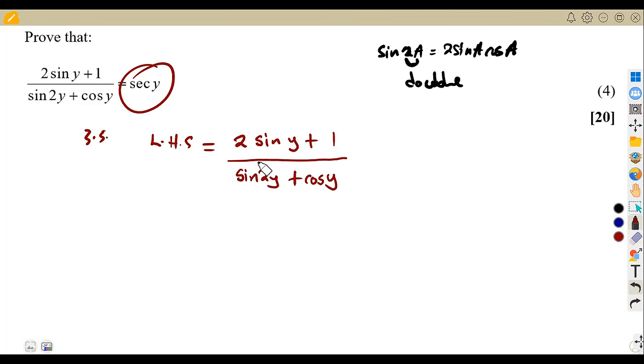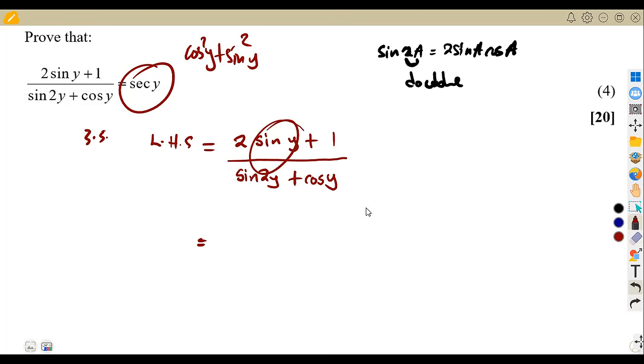So for the first part, there's nothing that we can do on the numerator. I'm just going to rewrite it as it is. Someone might think, okay, there's a 1 there, what if I change this 1 to be cos squared y plus sine squared y? Guys, you are complicating a lot of things, because you're going to have cos squared, sine squared.